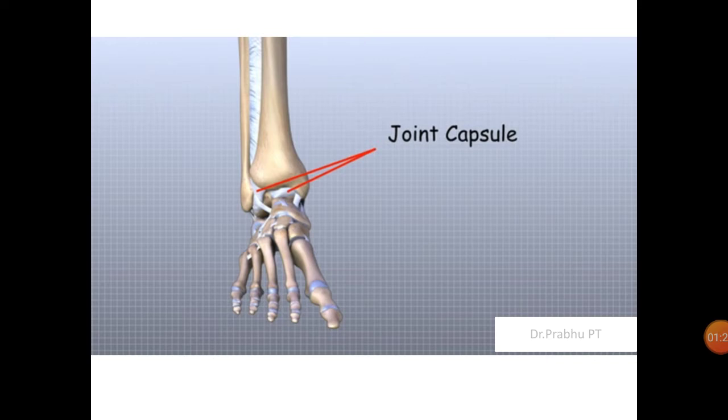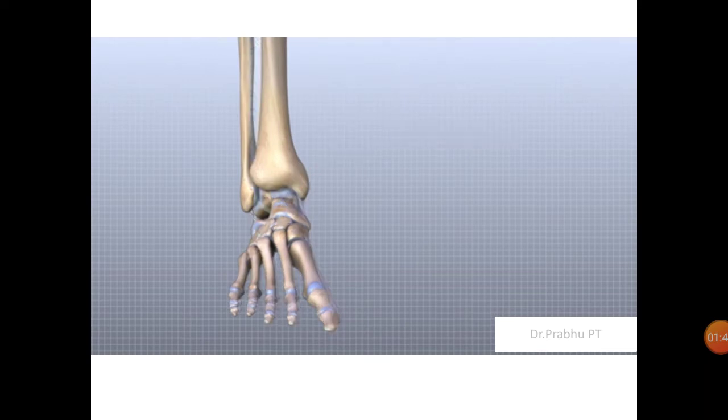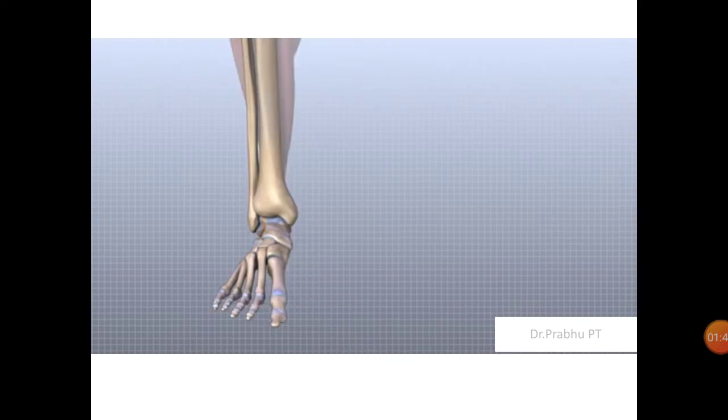It enhances the joint architecture. The synovium produces the synovial fluid, and it helps the movements. The joint capsule contains the synovial fluid produced by the synovium. The synovial fluid allows for the smooth movement of the joint surfaces. So look at the joint capsule.